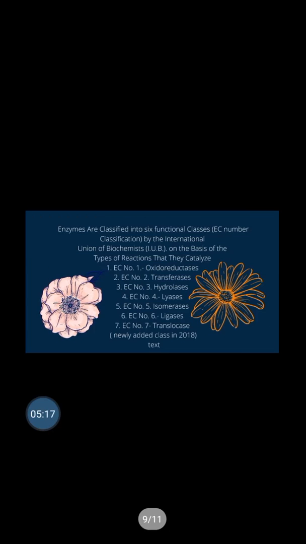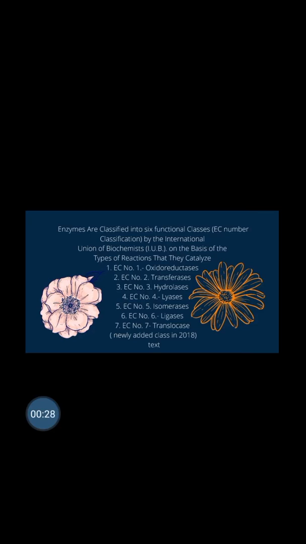Enzymes are classified into functional classes by the EC number classification, that is, Enzyme Commission number classification by the International Union of Biochemistry, short form IUB, on the basis of the types of reaction that they catalyze. In that there are seven classes. The last, seventh, is a newly added class in 2018.